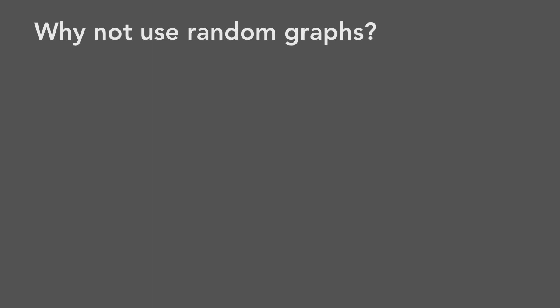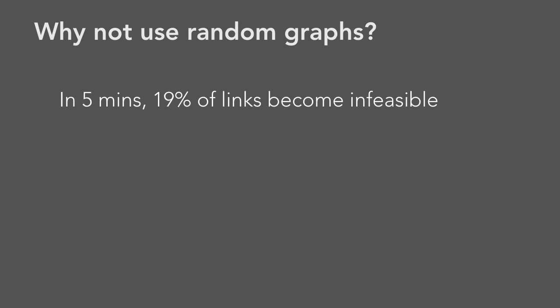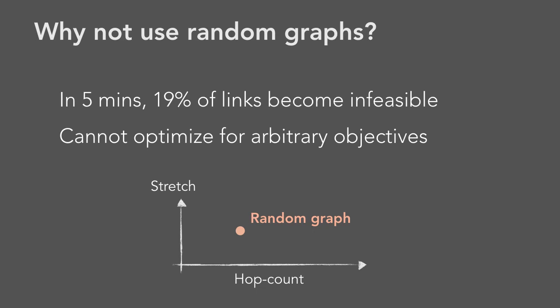We also tried random graphs, as they are shown to be useful in other settings like data centers. Although such random graph generation is faster, it also suffers from large number of links becoming infeasible within a few minutes. Regaining lost connectivity is not straightforward, and one would have to break and make many links. Additionally, random graphs are very inflexible and do not allow the operator to decide on the operating point. They simply yield one combination of stretch and hop count without any control over which dimension to optimize for.